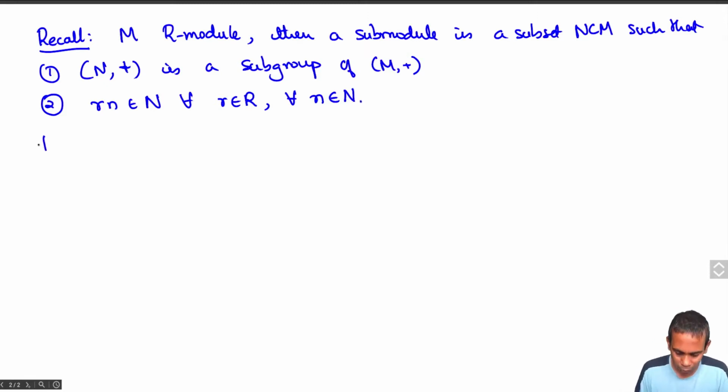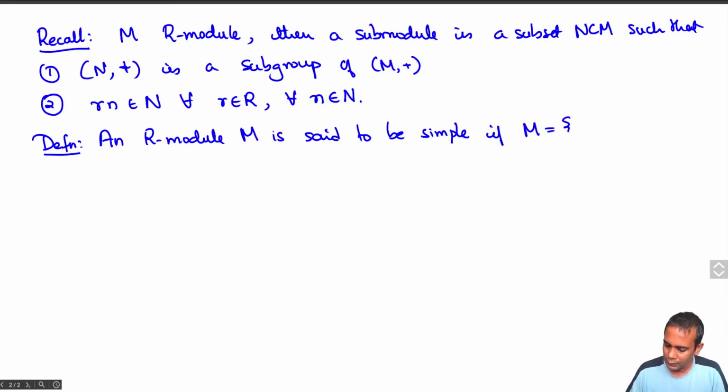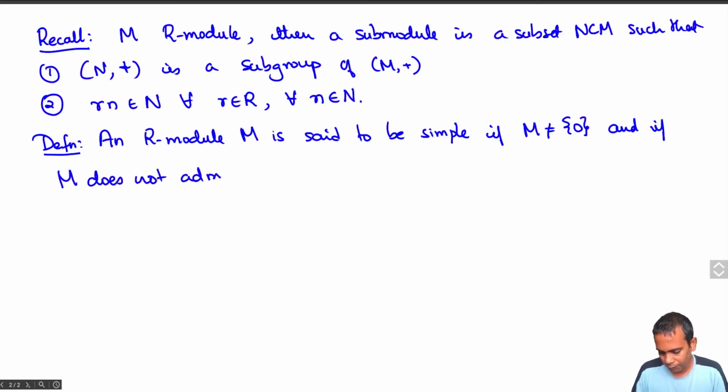Now we can define a simple module. An R module M is said to be simple if, firstly, M is not just 0, that is, it's a non-trivial module, and if M does not admit a non-trivial, i.e. a non-zero proper submodule.